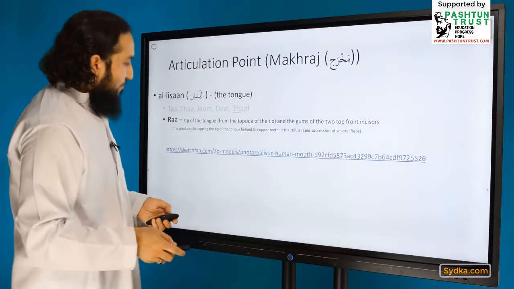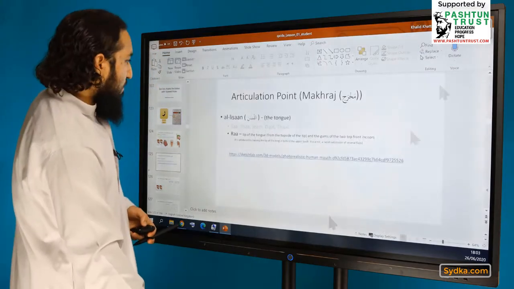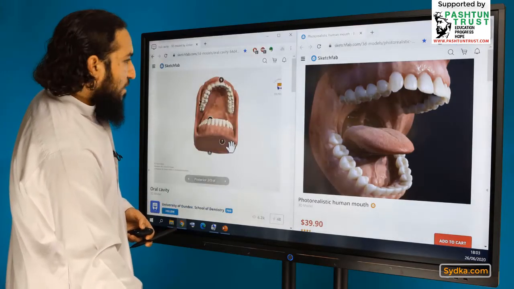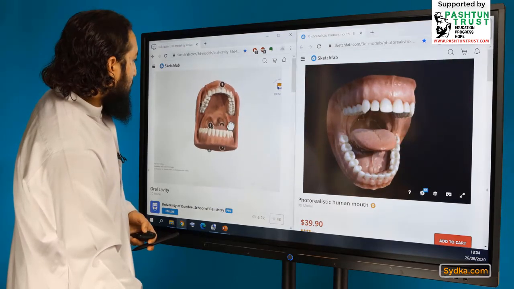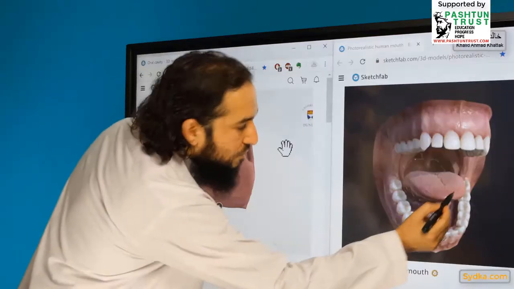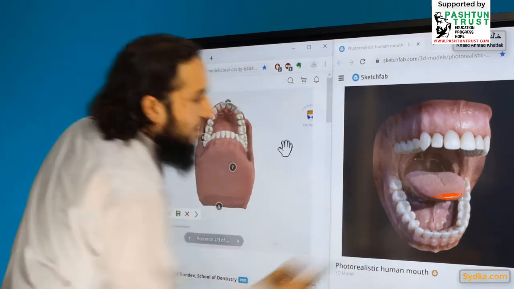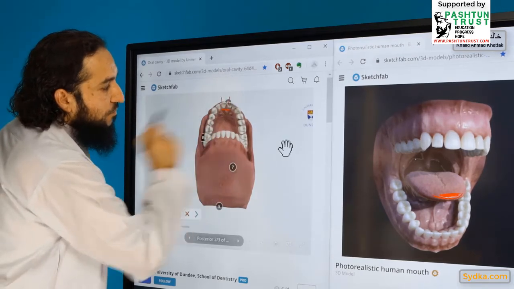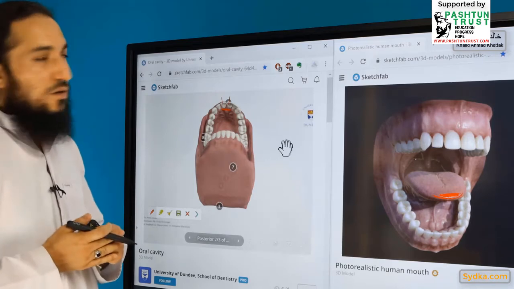Let me explain that in 3D. We have the tip of the tongue, but we will be using the top part of the tip of the tongue with these top two incisors, and they will be touching these gum lines of the top two incisors, the flapping. R, R.